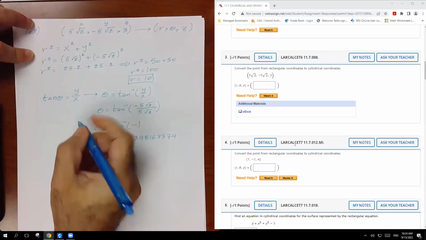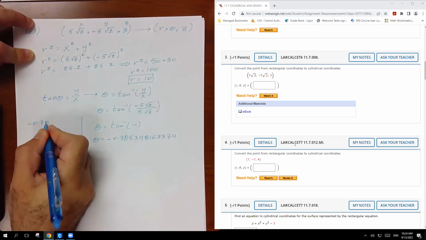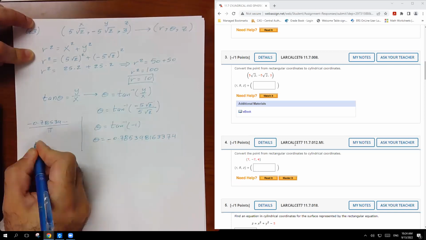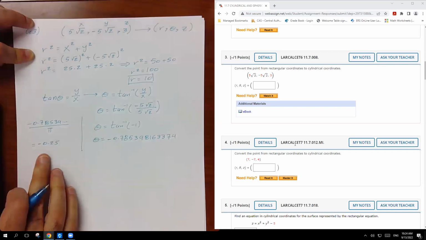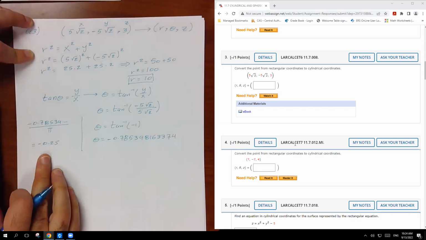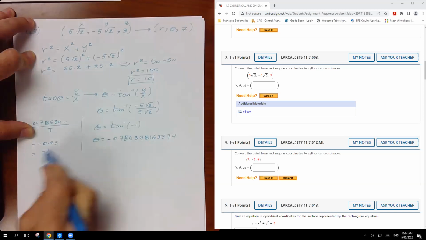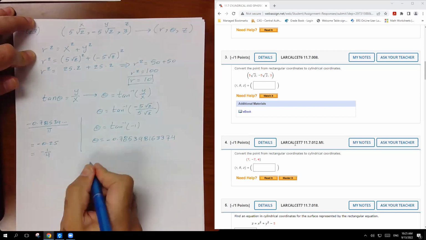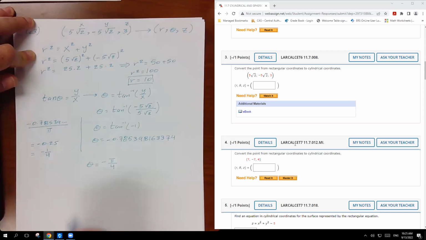We'll do this one on the side. So remember negative 0.78539, the whole number divided by pi is going to be equal to negative 0.25. If you check this number, negative 0.25, it's exactly negative 1/4. So this one is negative 1/4. That means our theta is going to be equal to negative pi/4. So here is the theta.